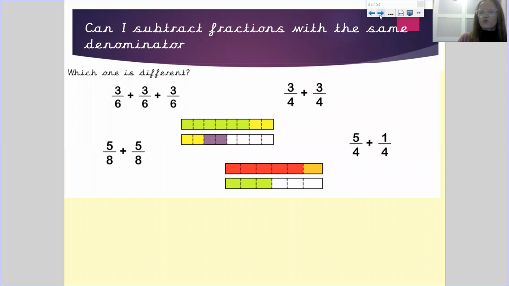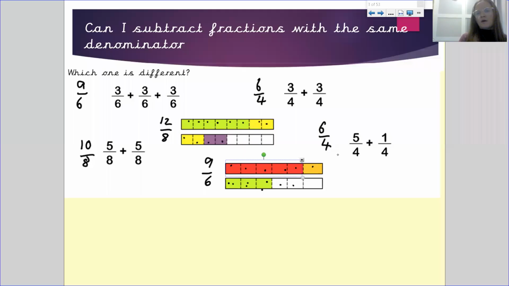I want you to pause for a minute, have a look at this and think which one is different. So have a look, which one do you think is different? So pause the video now and see if you can find the one that is. I've worked out the answers for these and I can immediately see which one is the different one, and the answer would be 10 over 8 because these two equal 6 over 4.